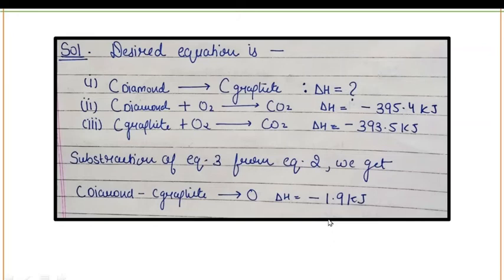Here you have to memorize this. When you write down the equation, it will be given as minus 395.4 minus, again bracket, minus 393.5. Then minus becomes plus. That's why minus 395.4 plus 393.5. When you solve this equation, you will get the answer as minus 1.9 kilojoule.